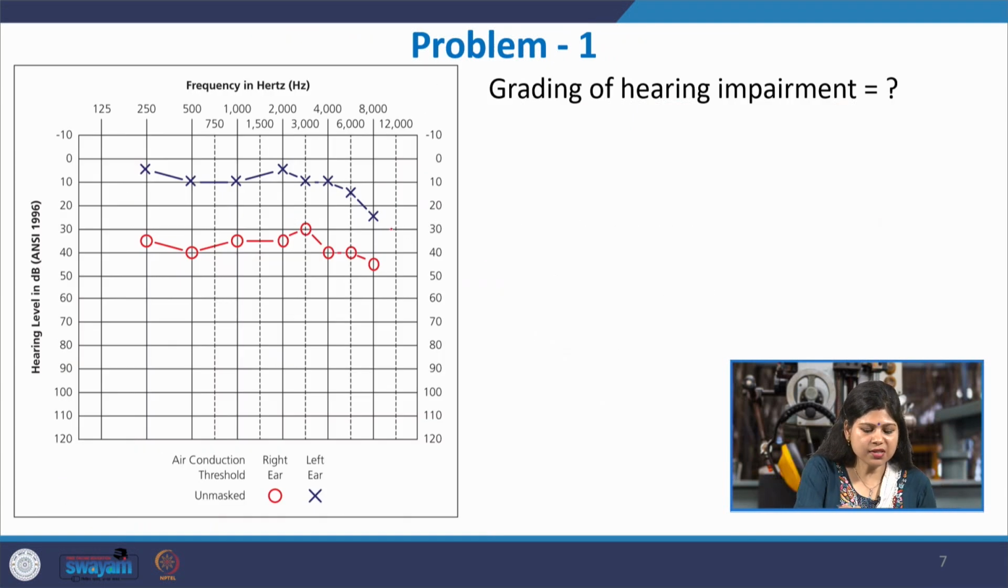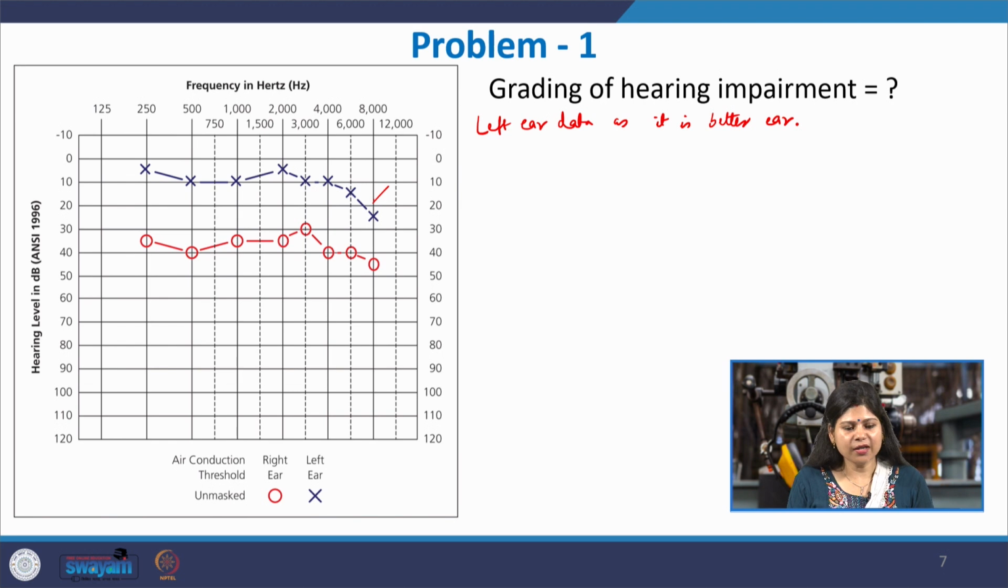So, here as you can see clearly the left ear is performing markedly better than the right ear at all the frequencies. So, we will take the left ear data as the better ear, and then we will find out the average threshold in the region of 500 to 6 kilohertz. Now, there are two ways to do it. Either you can take the major divisions, or you can take all the minor divisions as well.